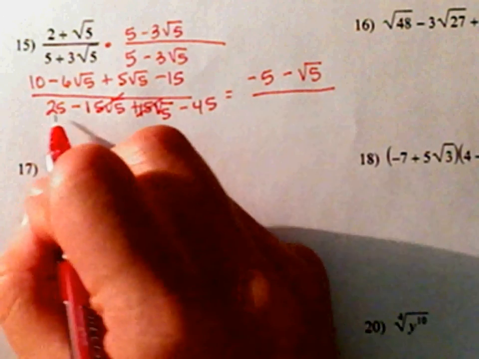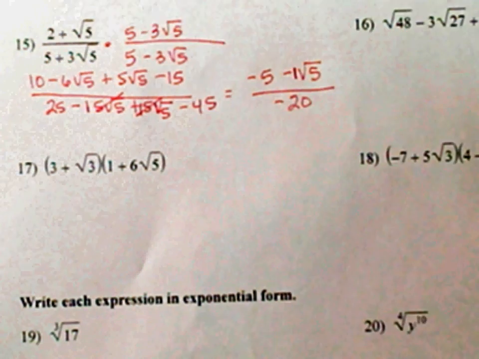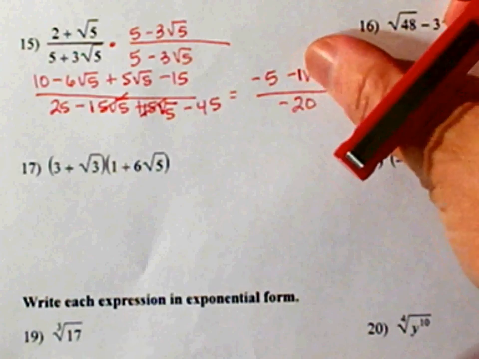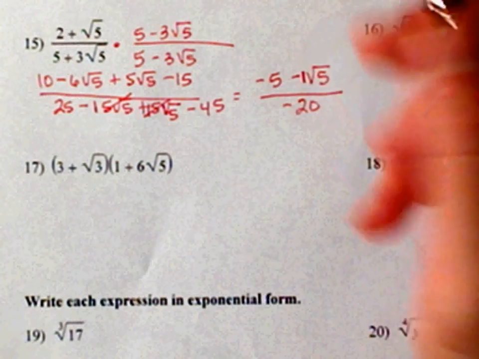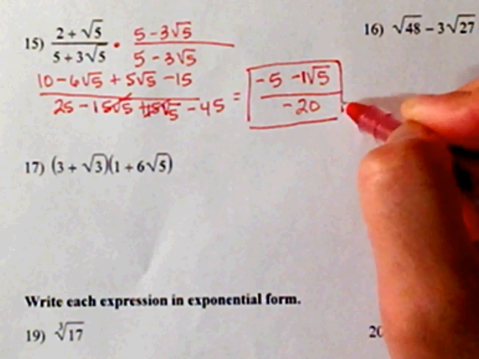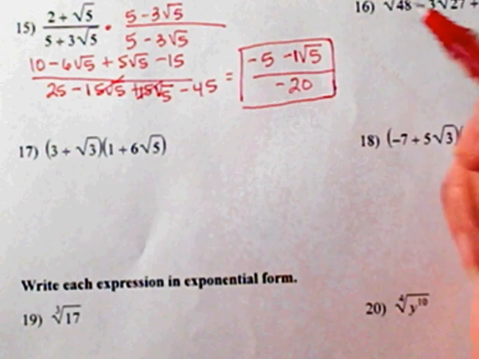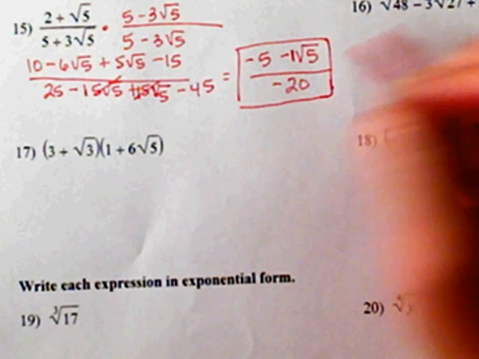25 minus 45 is negative 20. And you can put a 1 there if you like. Cover that up. You can't simplify that anymore. So there's your final answer. You could write it as a plus if you like, but I'm going to leave it like that. All right. So negative, negative, negative. You can make it all positive and you get the same answer.